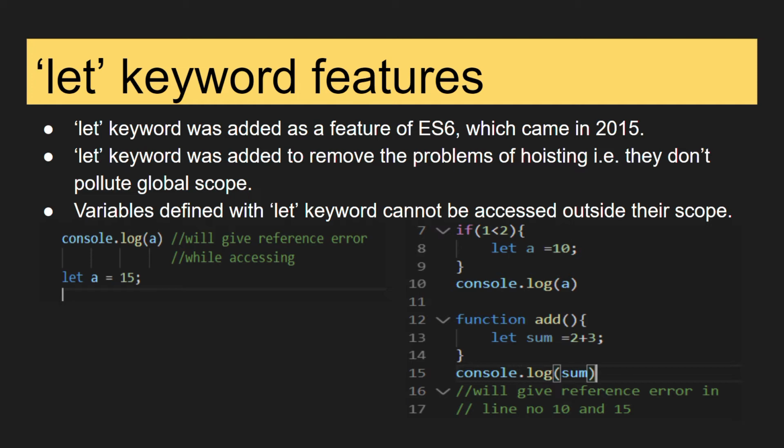Due to the hoisting, the global scope is polluted, because each and every variable you are creating through the var keyword is going to be in the global scope, so that becomes polluted.